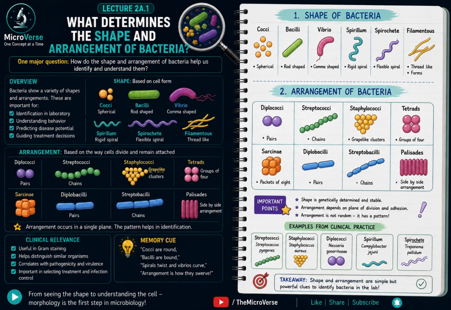The next, arrangement of a bacterium. Now comes the second concept, arrangement. Two bacteria may have the same basic shape but appear different because of the way the cells divide and attach after division. For example, cocci may occur individually, in pairs, chains, clusters, groups of four, or packets. This gives us characteristic arrangements.